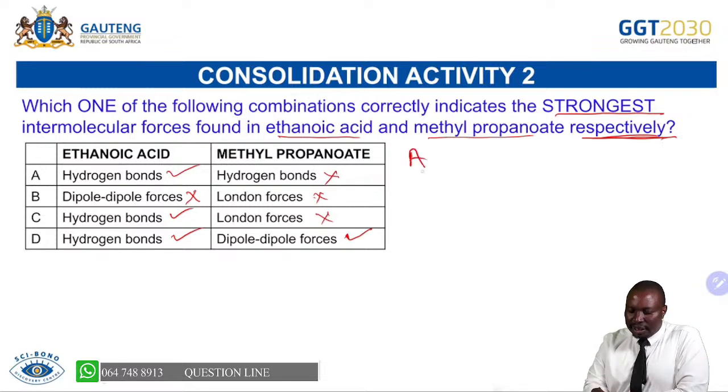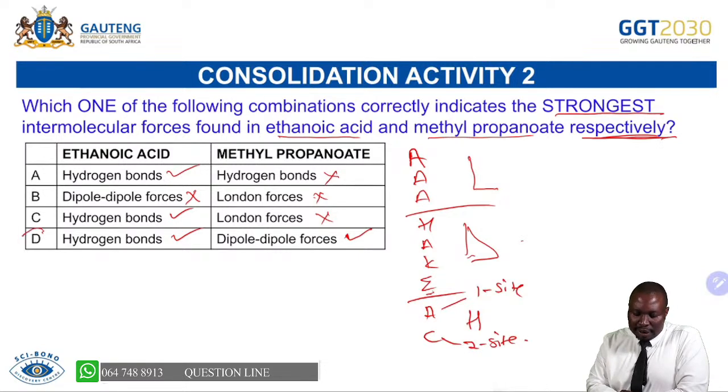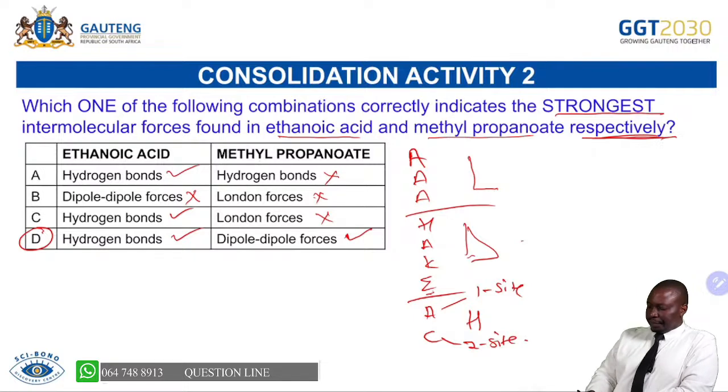Remember what we said: triple A, and C. So you're able to know that all these have London force, all these have dipole. In this case, the ester has dipole, and all these have hydrogen bond, with alcohol having one side of hydrogen bond, and carboxylic acid 2 sides of hydrogen bond. So you're able to see that the correct answer will be number D.